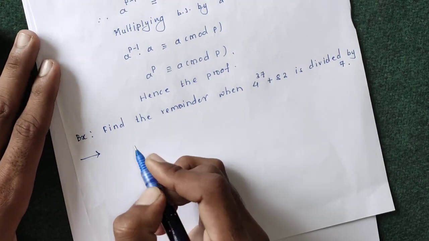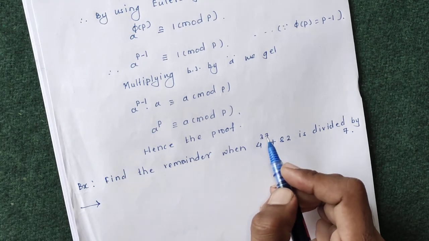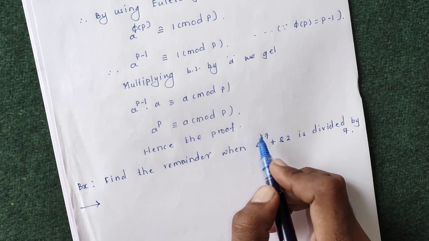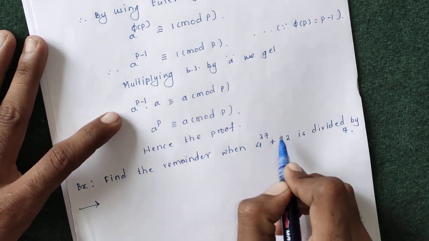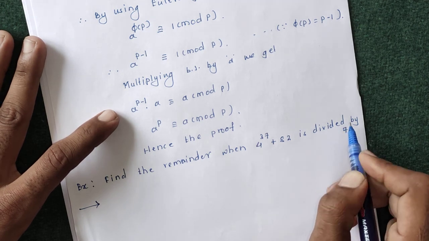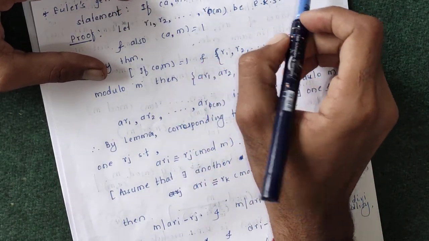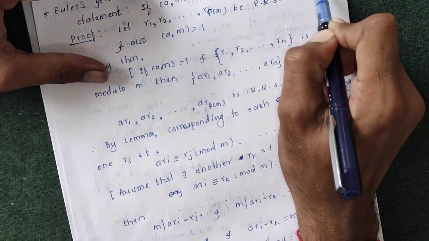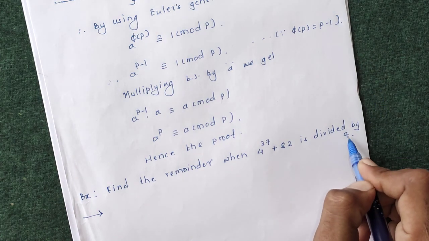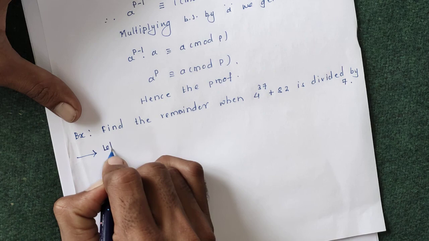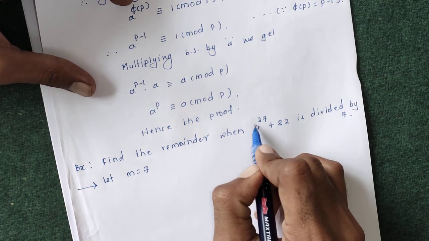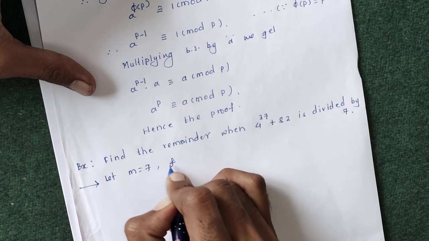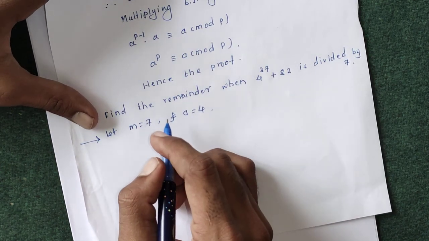So in the solution, we know that Euler's generalization of Fermat's theorem is A raised to phi of m is congruent to 1 mod m. Here we are dividing A raised to phi of m by m, and we are dividing this number by 7. So here m must be 7. Let m equal 7, and take A equal to 4 here, using the Euler generalization of Fermat's theorem.